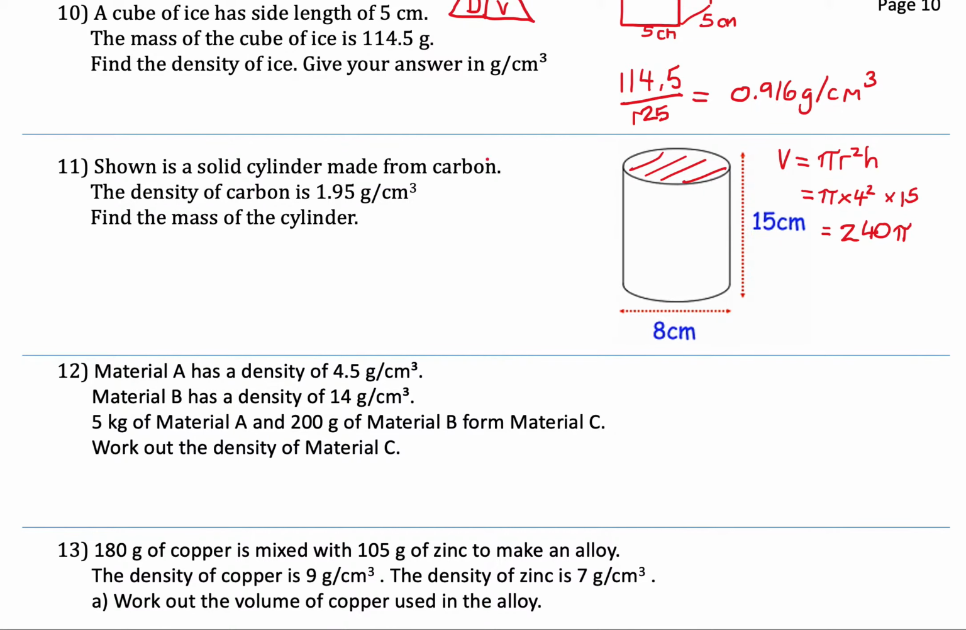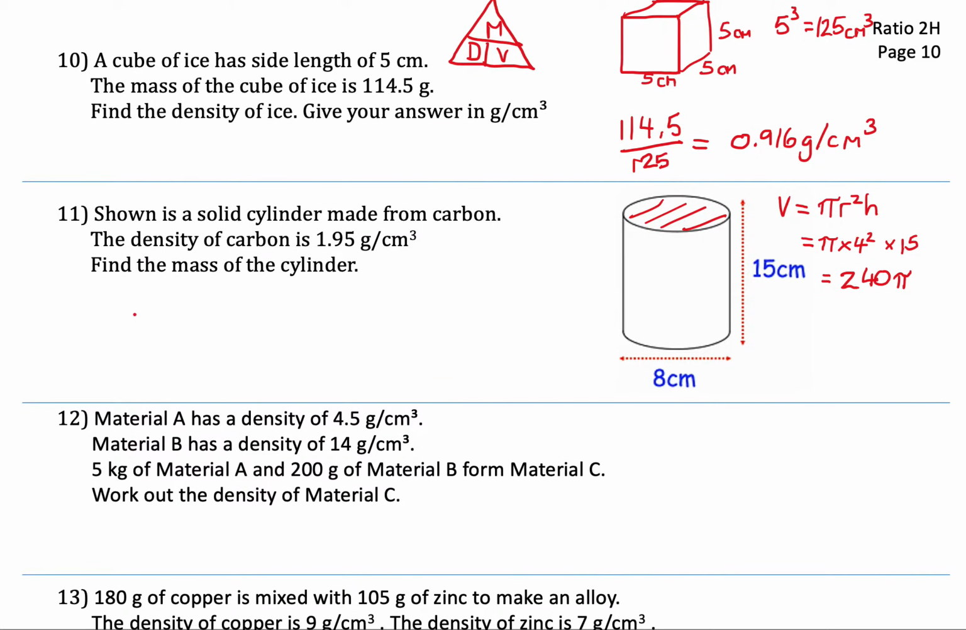So mass is density times volume. I've got my density there. This is my volume, and it is in cubic centimeters because both of these are in centimeters. Don't forget the pi, it's not a unit, it's actually part of the answer. And that gives us 468 pi, but that as a decimal is 1470.3 grams. Okay.